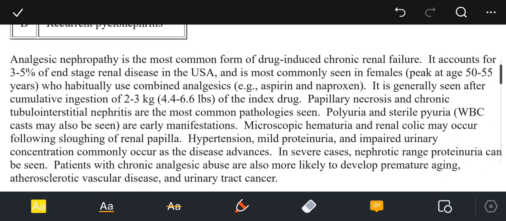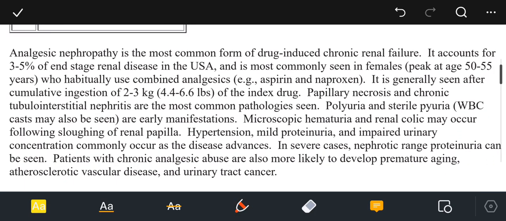The discussion states that analgesic nephropathy is the most common form of drug-induced chronic renal failure. It accounts for 3 to 5% of end-stage renal disease in the United States and is most commonly seen in females, peaking at age 50 to 55 years, who habitually use combined analgesics, for example aspirin and naproxen. It is generally seen after cumulative ingestion of 2 to 3 kgs, that is 4.4 to 6.6 pounds, of the index drug. Papillary necrosis and chronic tubulointerstitial nephritis are the most common pathologies seen.